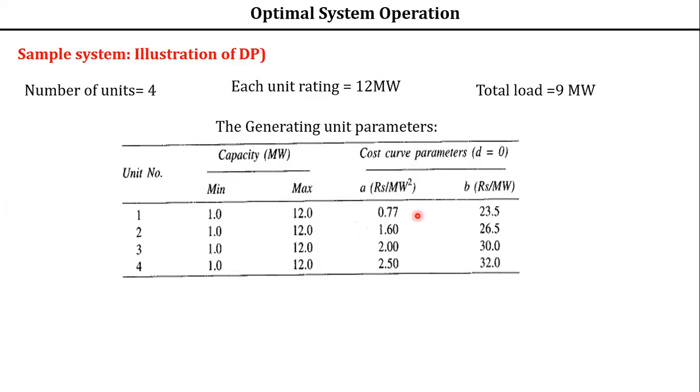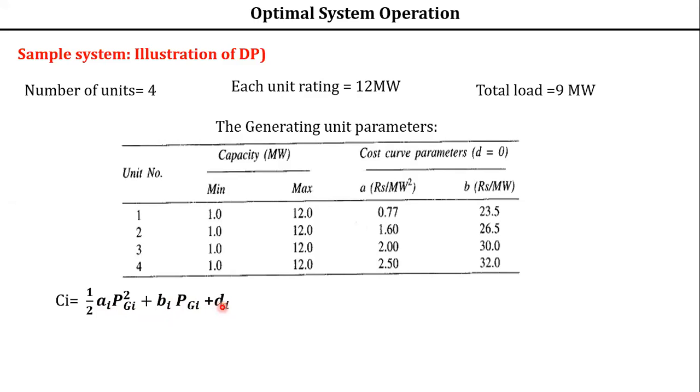So here you see, for unit 1, this is the A constant and this is the B coefficient. For unit 2, this is the A coefficient, this is the B coefficient, and the D values are 0. And what is the cost equation for this? Already we have discussed, it is a quadratic equation: Ai PGi squared plus Bi PGi plus Di. Earlier we took alpha, beta, gamma.